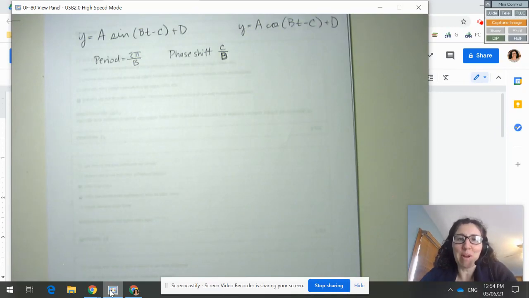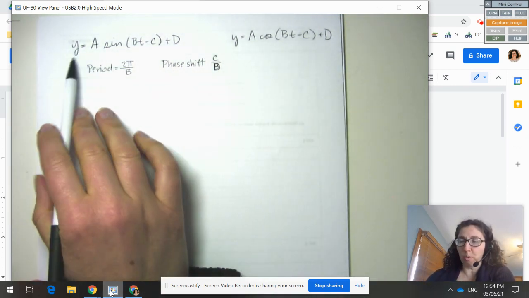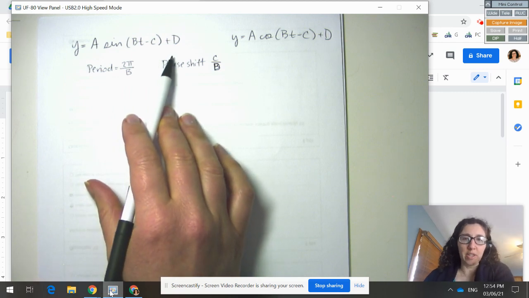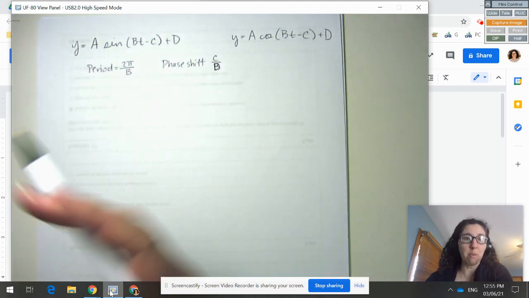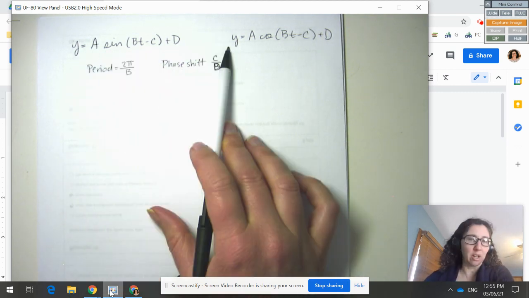All right, we're going to talk about some applications of the sine and cosine functions. We're going to be doing some modeling. So let's just go back to when we were graphing all of the different transformations of sine and cosine functions. We had these equations here, right?